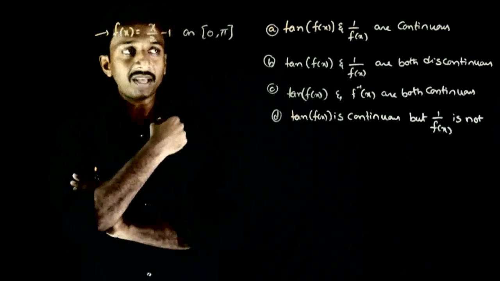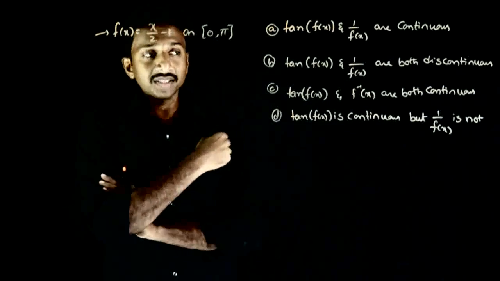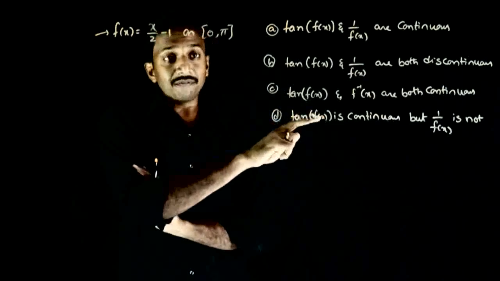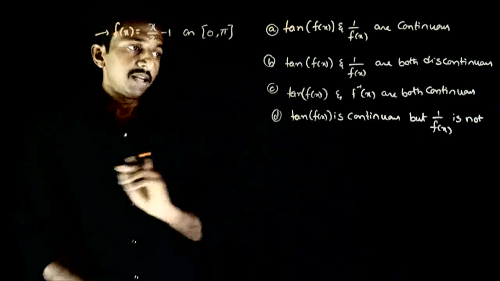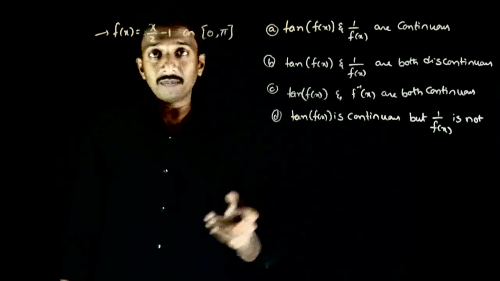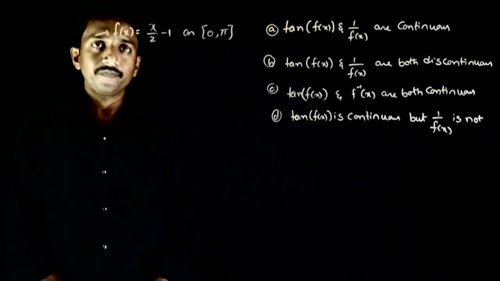Tan f of x and 1 by f of x are both discontinuous. Tan f of x and f inverse of x are both continuous. Tan f of x is continuous but 1 by f of x is not continuous.